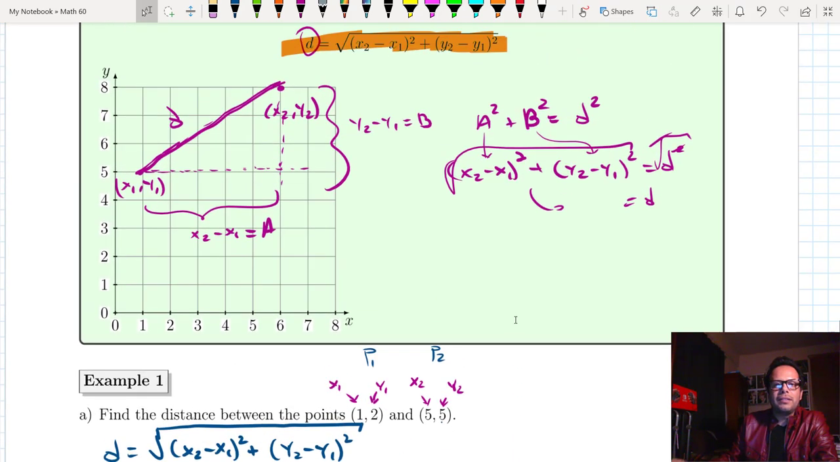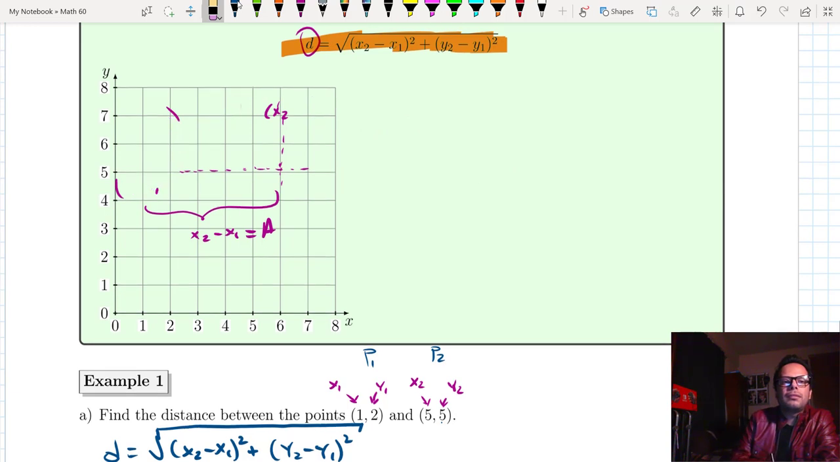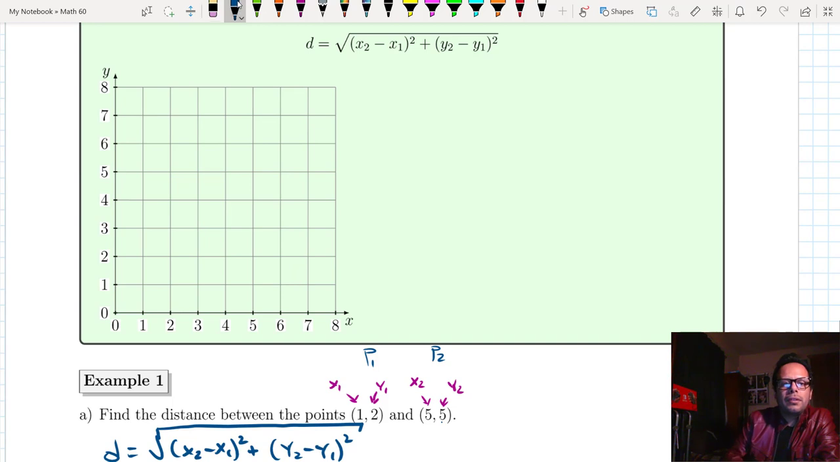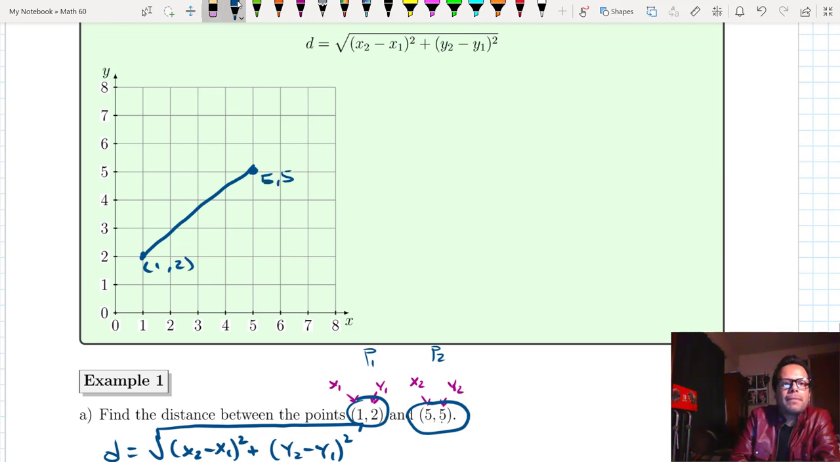Okay, what were we doing then here? All right, let's see. Let me erase all this I did. All right, let's label the point 1, 2, which is the first given point, and the point 5, 5. So we were looking for this distance from the point 1, 2 and 5, 5.